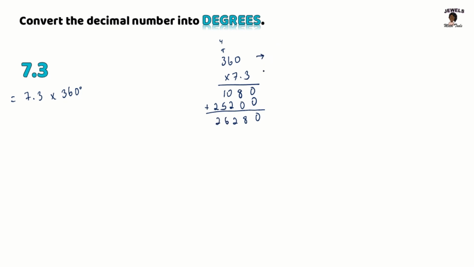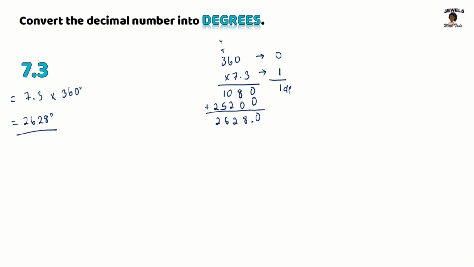Again, we're working with decimal numbers, so we're going to go back and count how many digits are behind our decimal point. In 360, there are 0. And in 7 and 3/10, there is 1. So in total, we will have 1 digit behind our decimal point. So we'll count 1, add in our decimal point, and my 7 and 3/10 is equal to 2628 degrees.